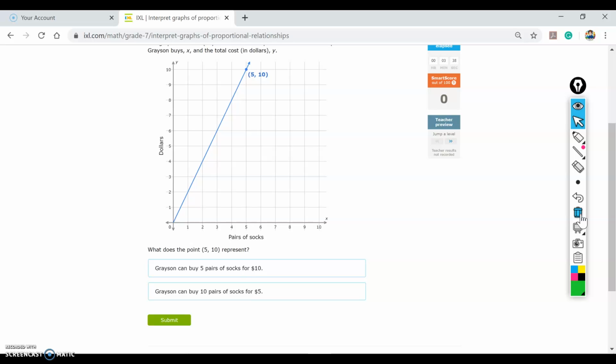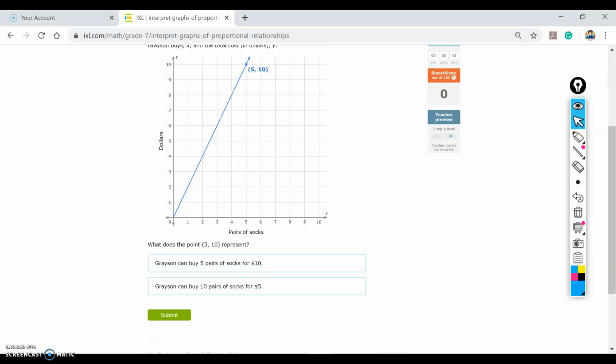Now for this skill we're actually going to be interpreting the point given in the graph. There are two important things that you need to know in order to interpret the point correctly: the representation of the x-axis on the graph and the representation of the y-axis on the graph. Look how the x-axis is talking about, in this problem, the pairs of socks, and the y-axis is talking about the dollars. So that's what you need to know.